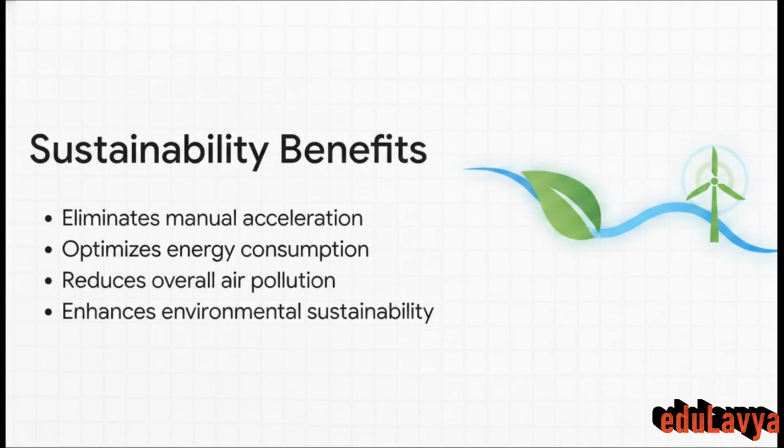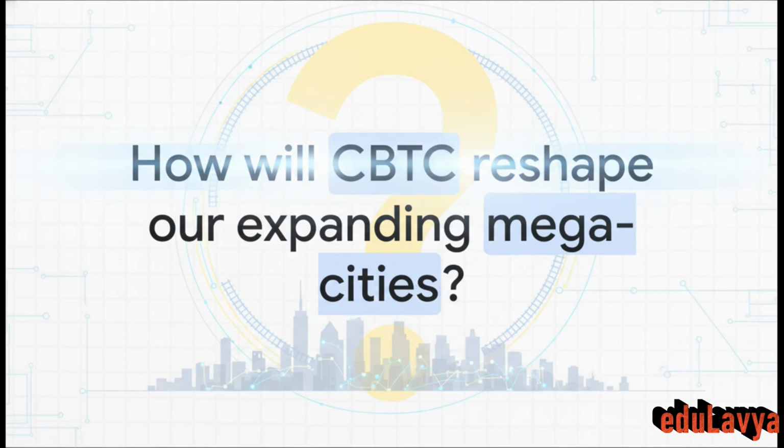But hey, the benefits aren't just financial, they are deeply environmental too. This system eliminates all that unnecessary manual acceleration and harsh braking. The automatic speed regulation acts as this incredibly efficient digital driver. It completely smooths out the ride, which totally optimizes energy consumption and saves massive amounts of power over time. And think about it, when you reduce power consumption on a mass transit scale, you are dramatically reducing overall air pollution and enhancing the long-term environmental sustainability of the entire city. It's a win-win.